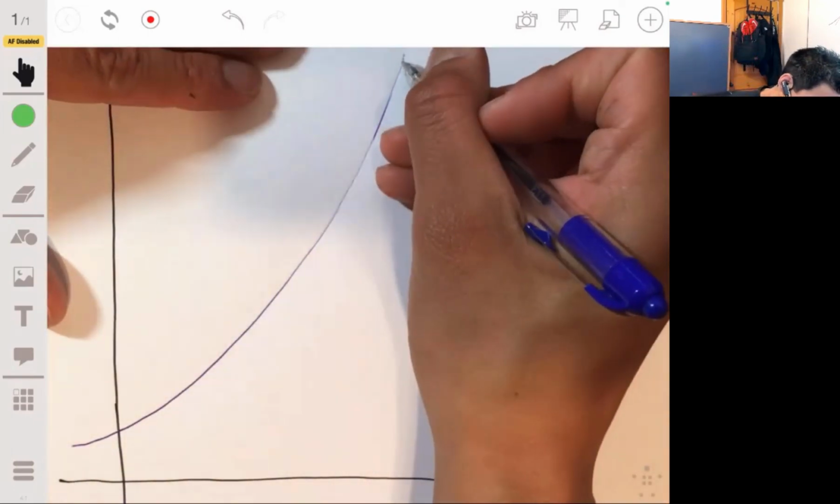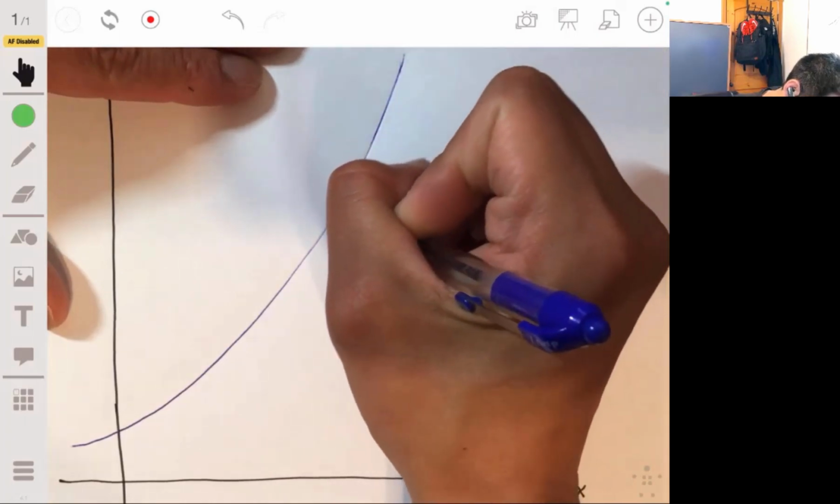And unlike, oh, well, I don't know what's going on with this pen. It's dying. Oh, no.